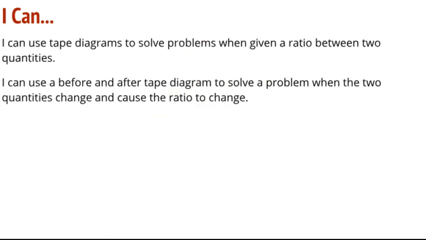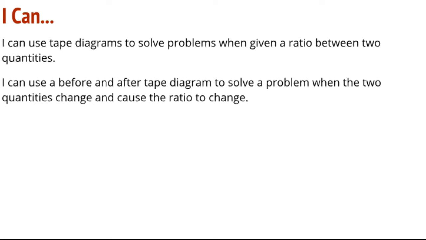I can statements for this lesson. I can use tape diagrams to solve problems when given a ratio between two quantities. And on top of that, we're going to have some before and after stuff. We're going to have some changes that occur. So the number of parts in the diagram are going to remain the same, but how they're split up is going to change, and so that will change some of our answers.